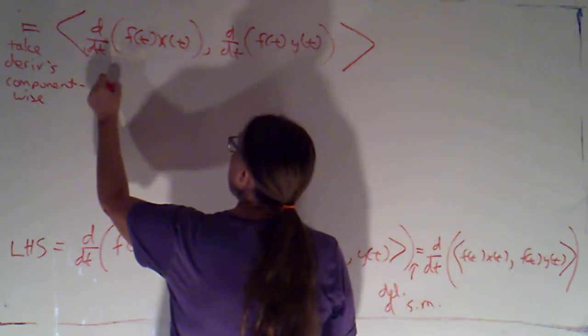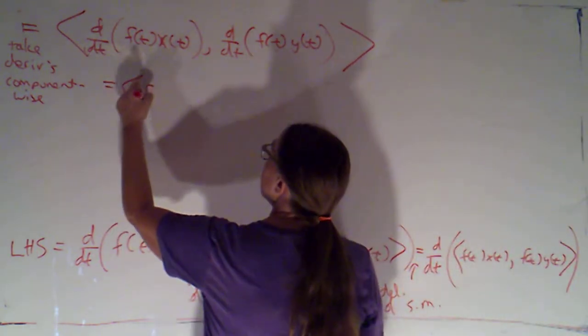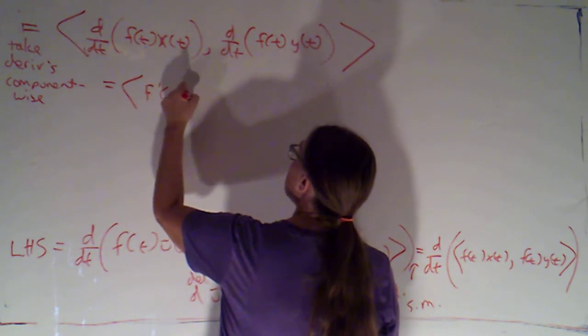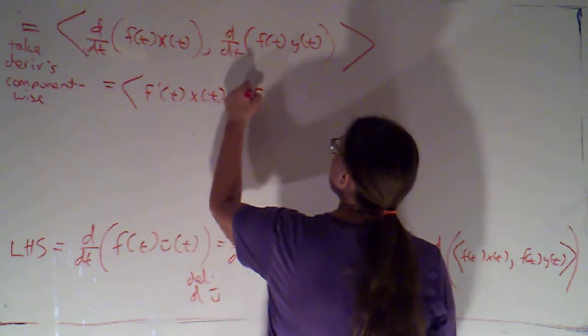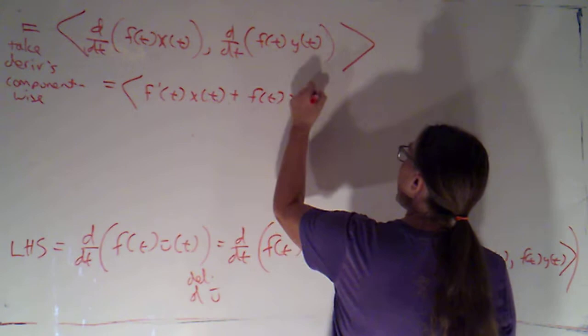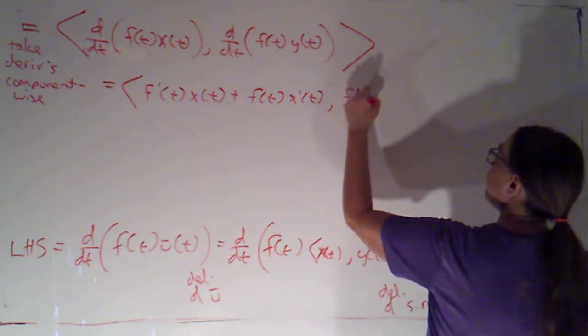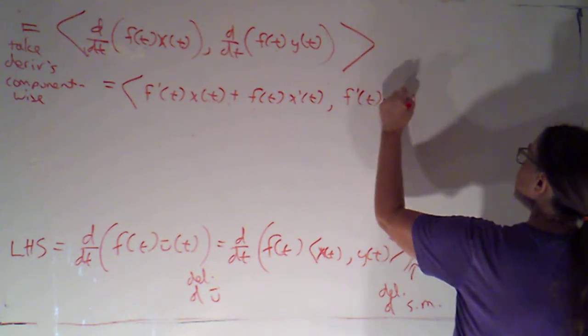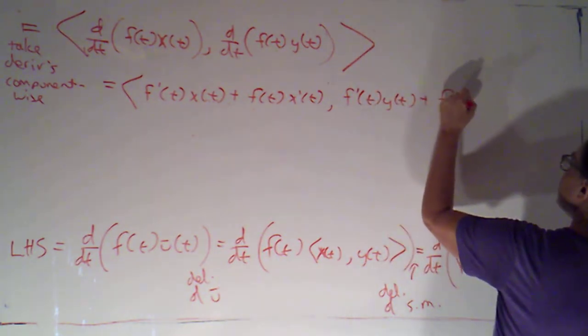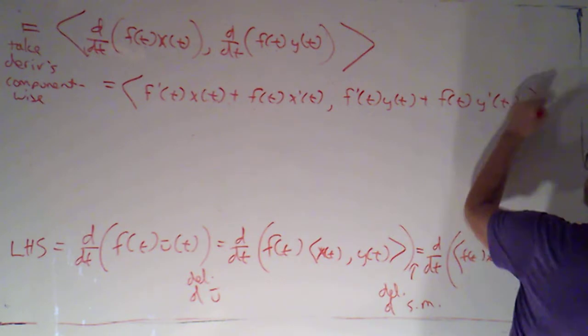So now I can say that first component is just f prime of t times x of t plus f of t times x prime of t. And that second component is f prime of t times y of t plus f of t times y prime of t.